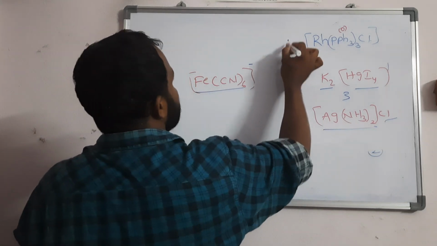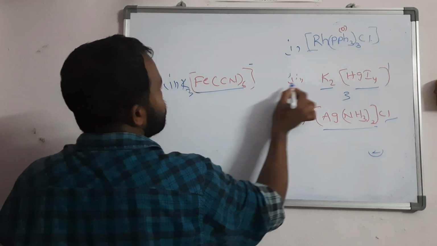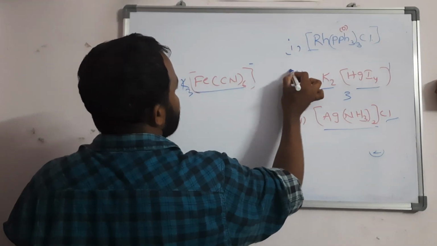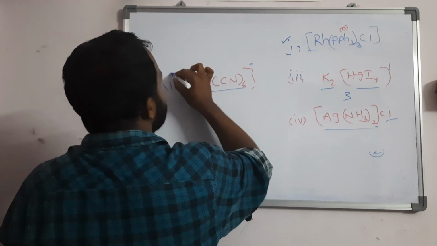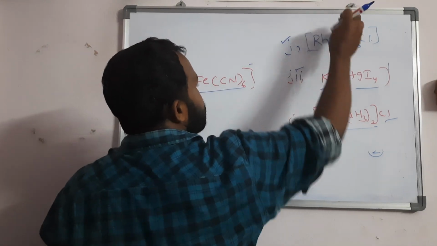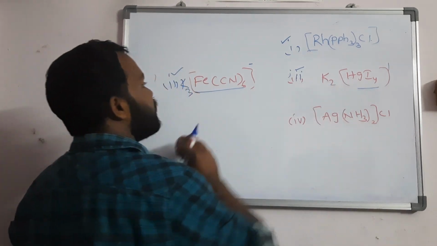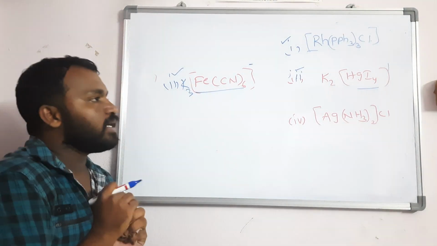This is option 1, this is option 2 K3, this is option 3, option 4. Out of these, which of the following does not possess conductivity? This is my question. What is the answer?